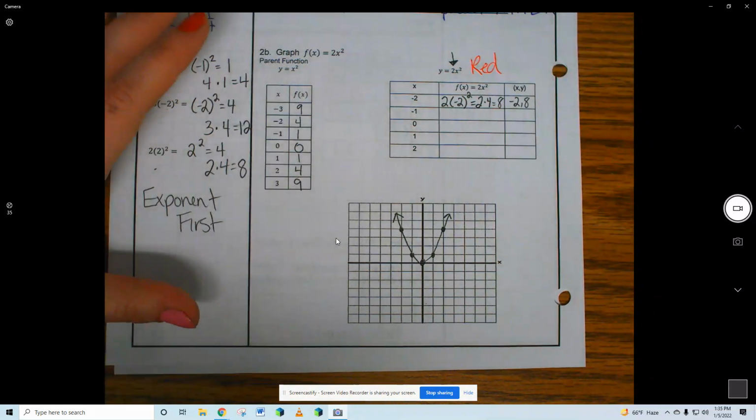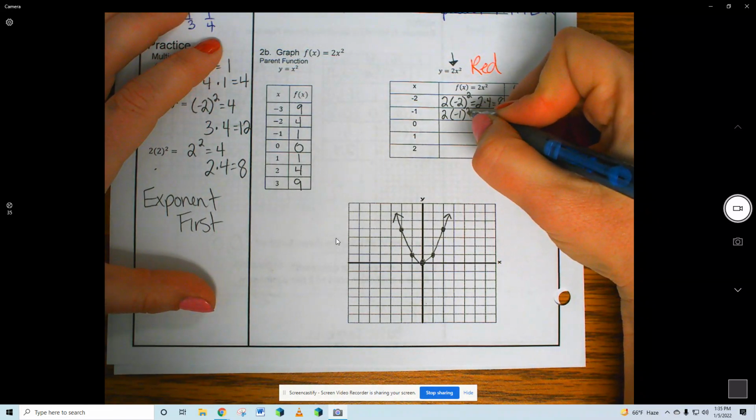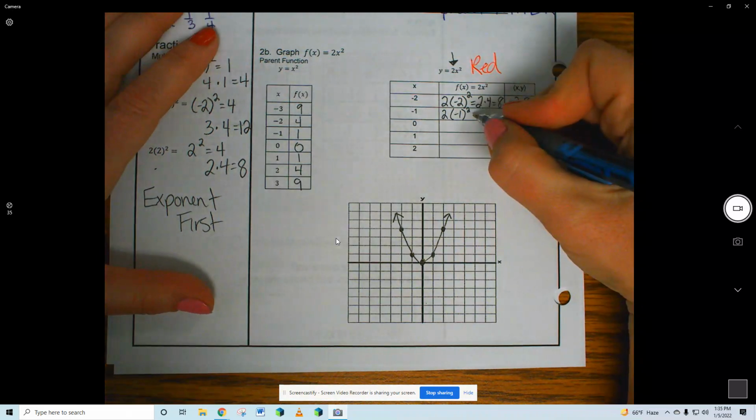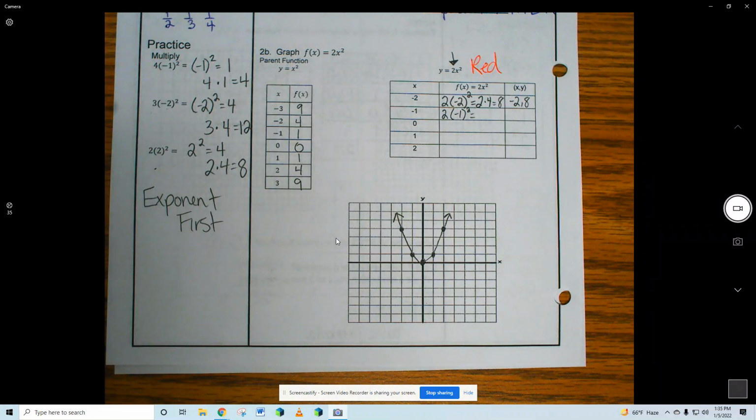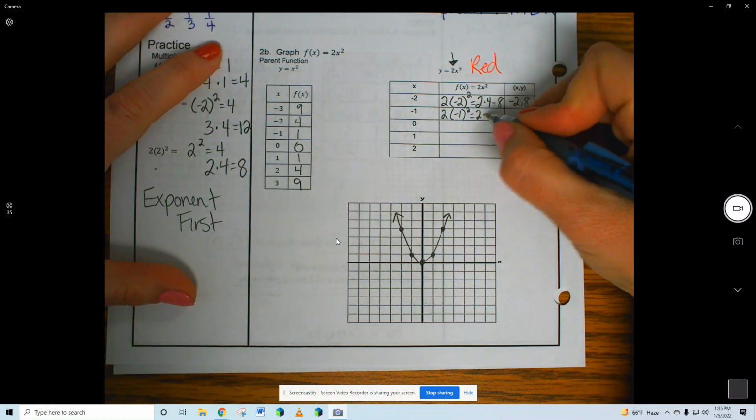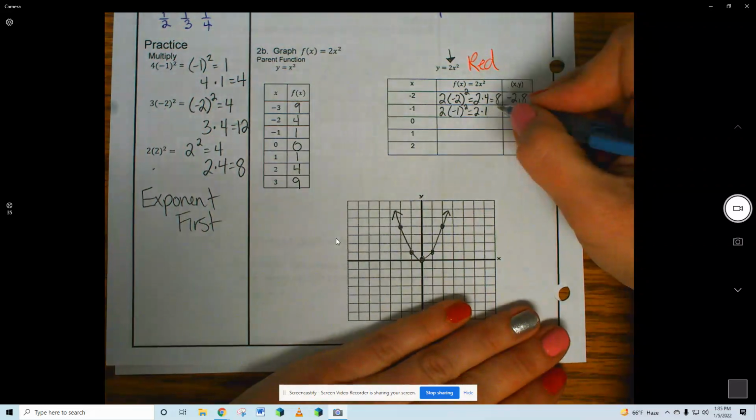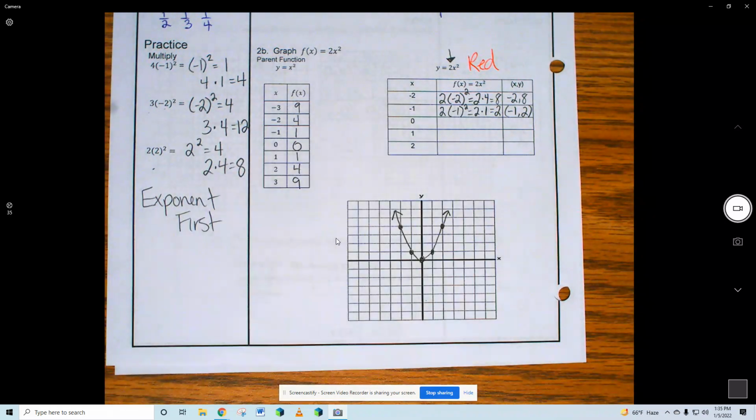Now plug in -1. 2 times -1 squared. Do the exponent first. -1 squared. 2 times 1. -1 times -1 is 1. Good. -1, 2. You can put it in parentheses or you cannot put it in parentheses. It's up to you.